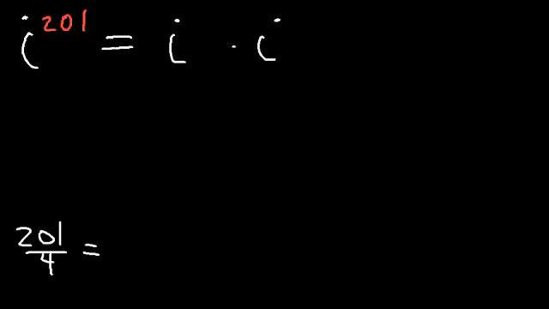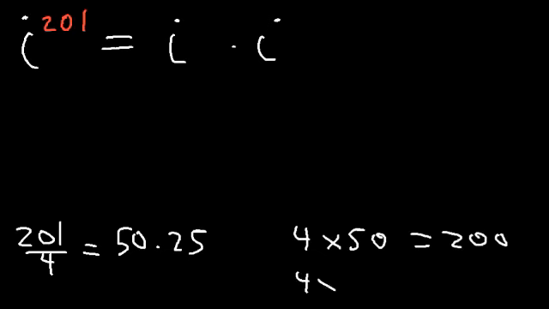Let's try one more problem. i raised to the 201. So let's work on this one. What two numbers should we use? Let's use that process that we were dealing with earlier. 201 divided by 4 is equal to 50.25. Now if you multiply 4 by 50, this will give you 200, and 4 times 0.25 is equal to 1. So this is going to be 201.